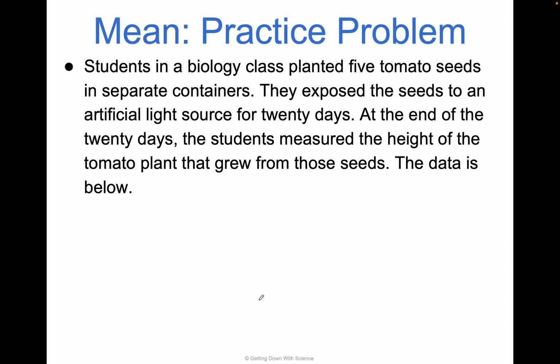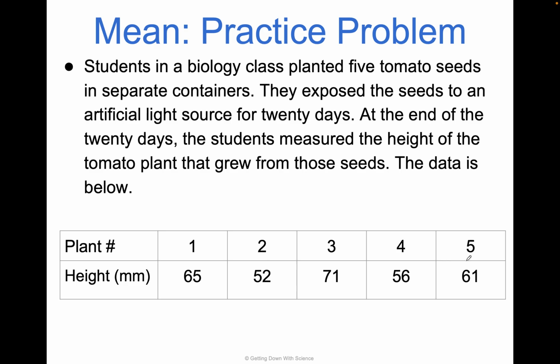So let's practice. A student in biology class planted 5 tomato seeds in separate containers. They exposed the seeds to an artificial light source for 20 days. At the end of the 20 days, the student measured the height of the tomato plant that grew from those seeds. Here's the data. We have 5 plants, and we have their height measured in millimeters: 65, 52, 71, 56, 61. What is the mean of the data? I'll give you a minute to calculate that. You can pause it here. I'm going to calculate it as well.